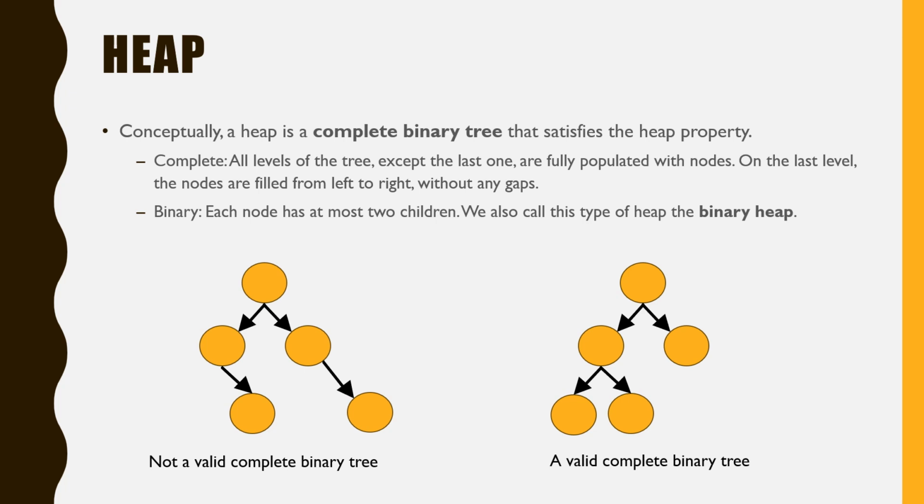For example, the tree shown on the left is not a complete binary tree, because there exist gaps at the first and third positions of the third level. In contrast, the tree shown on the right is a complete binary tree, as all nodes adhere to the structural requirements.